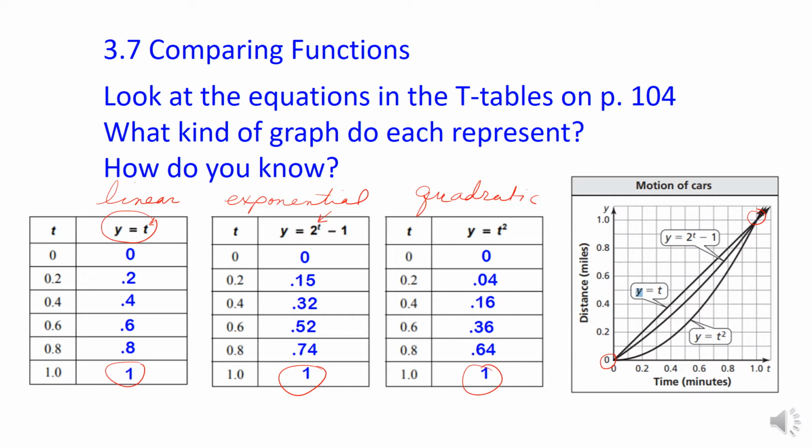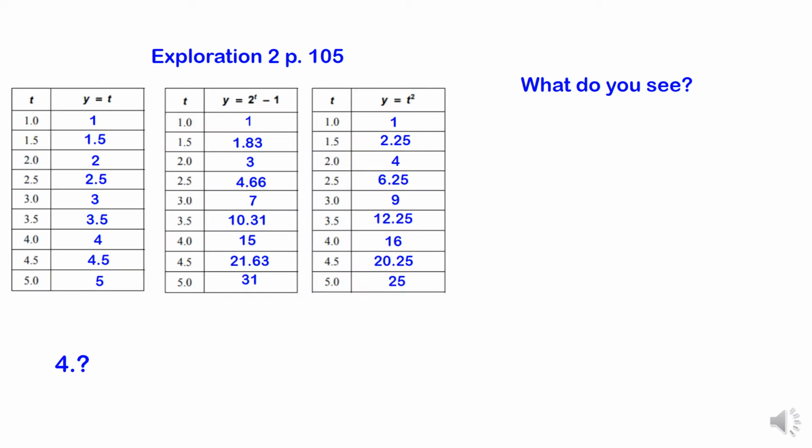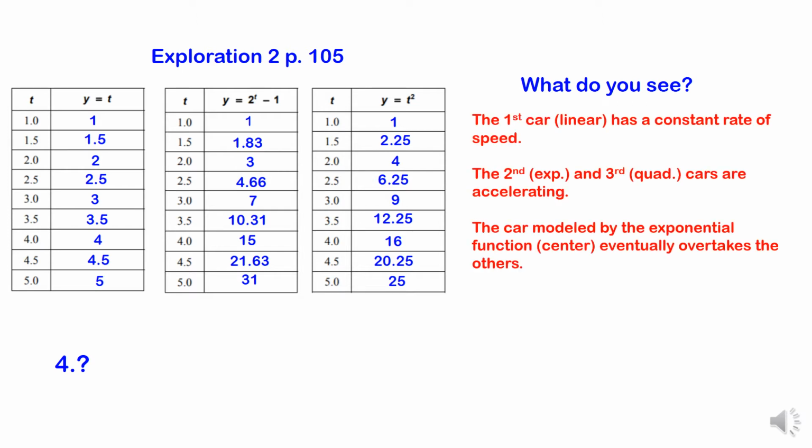Okay, so then they ask you, this is the exploration on page 104, they ask you to fill out the table for the next 5 minutes, I think it is. Okay, so now they want you to do the next 5 minutes, and so you need to look at these graphs and tell me what you see. So take a second and do that. Okay, so the first thing is that this one has a constant rate of speed, and it's just going up, and it continues to go a certain amount of distance every time. Okay, this is the distance, and that's because this is the linear one, right?